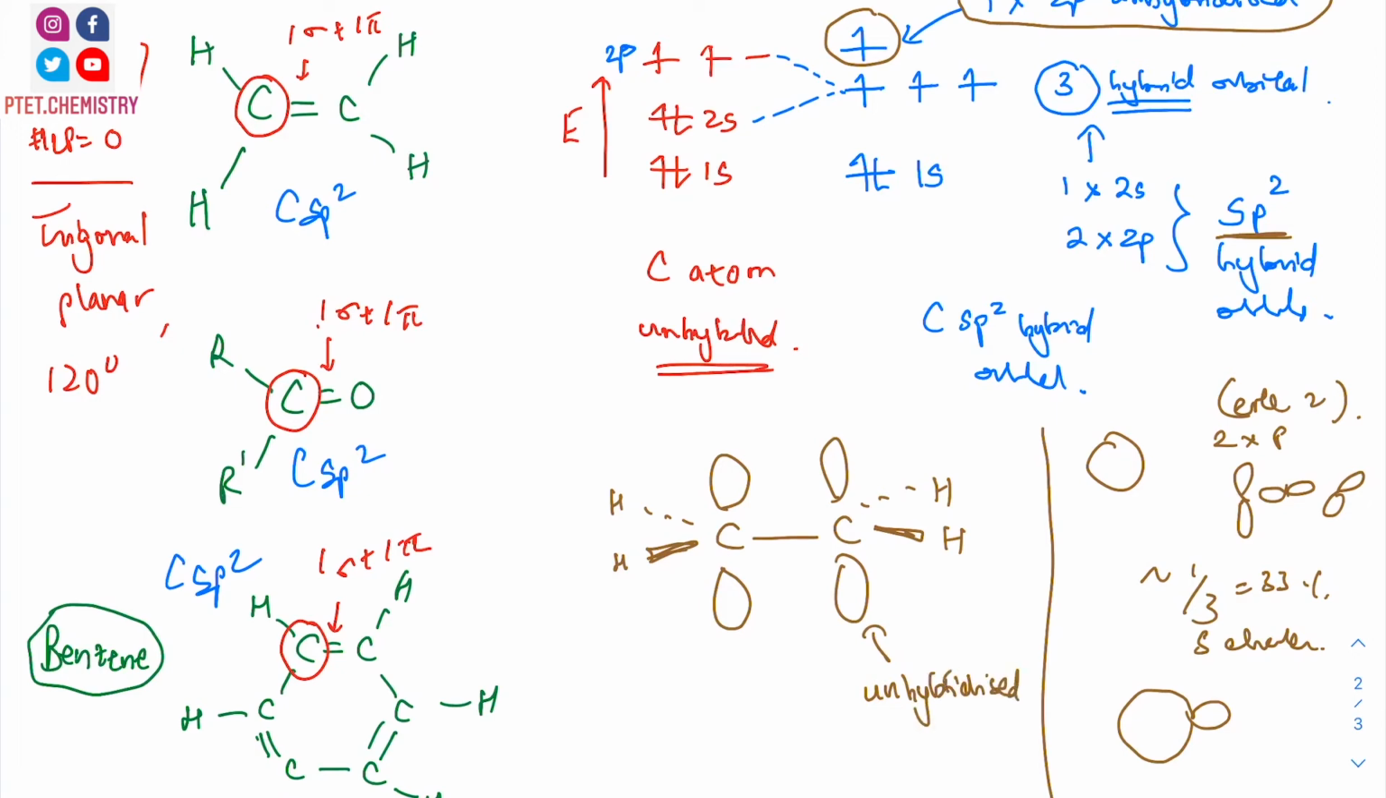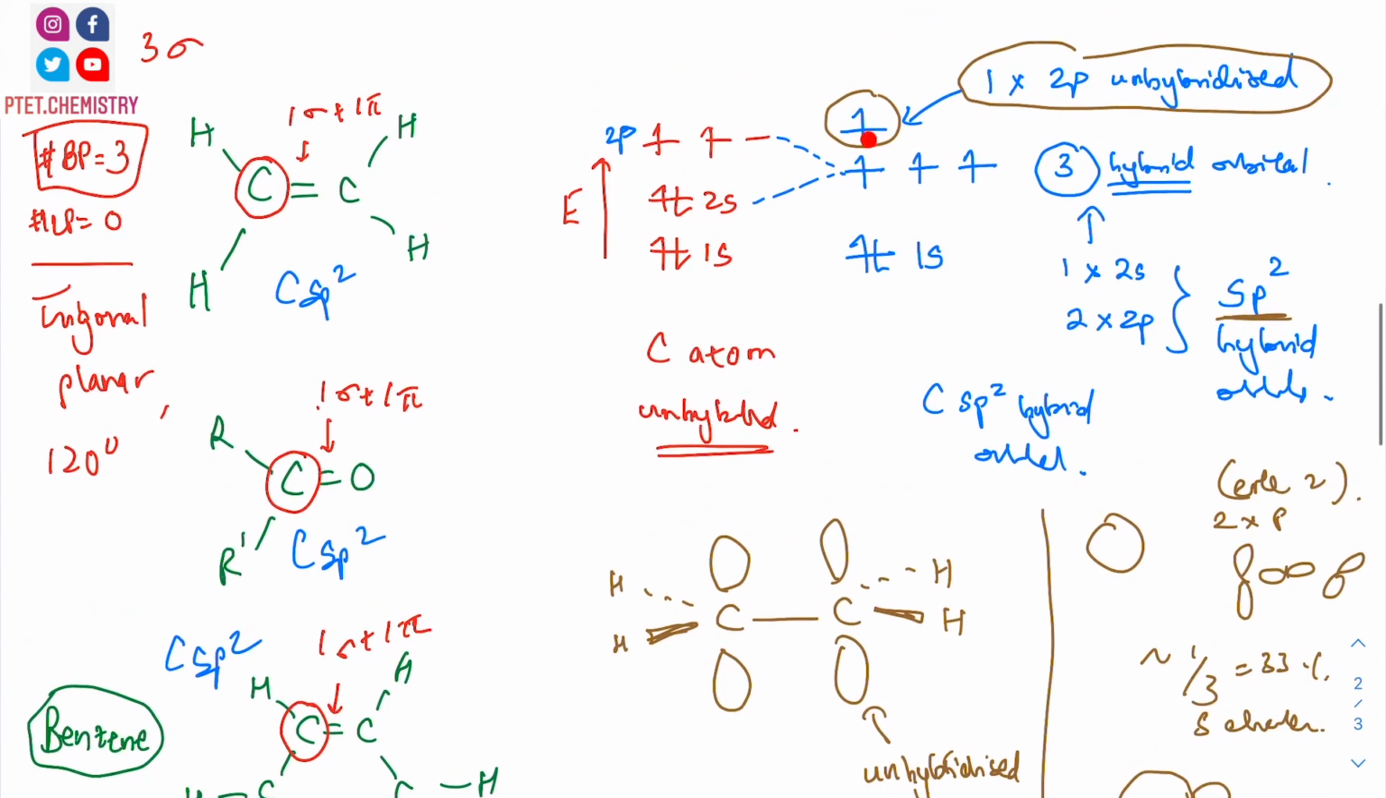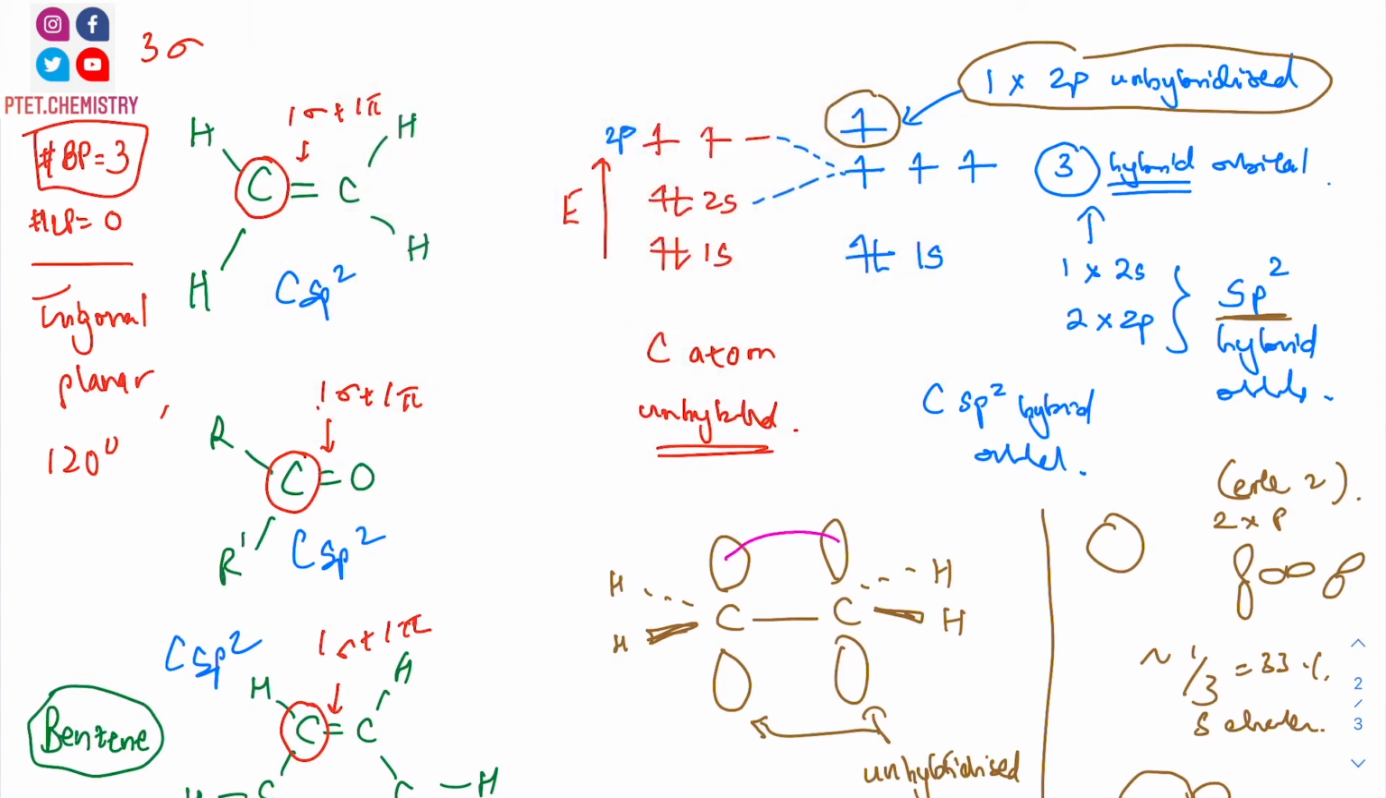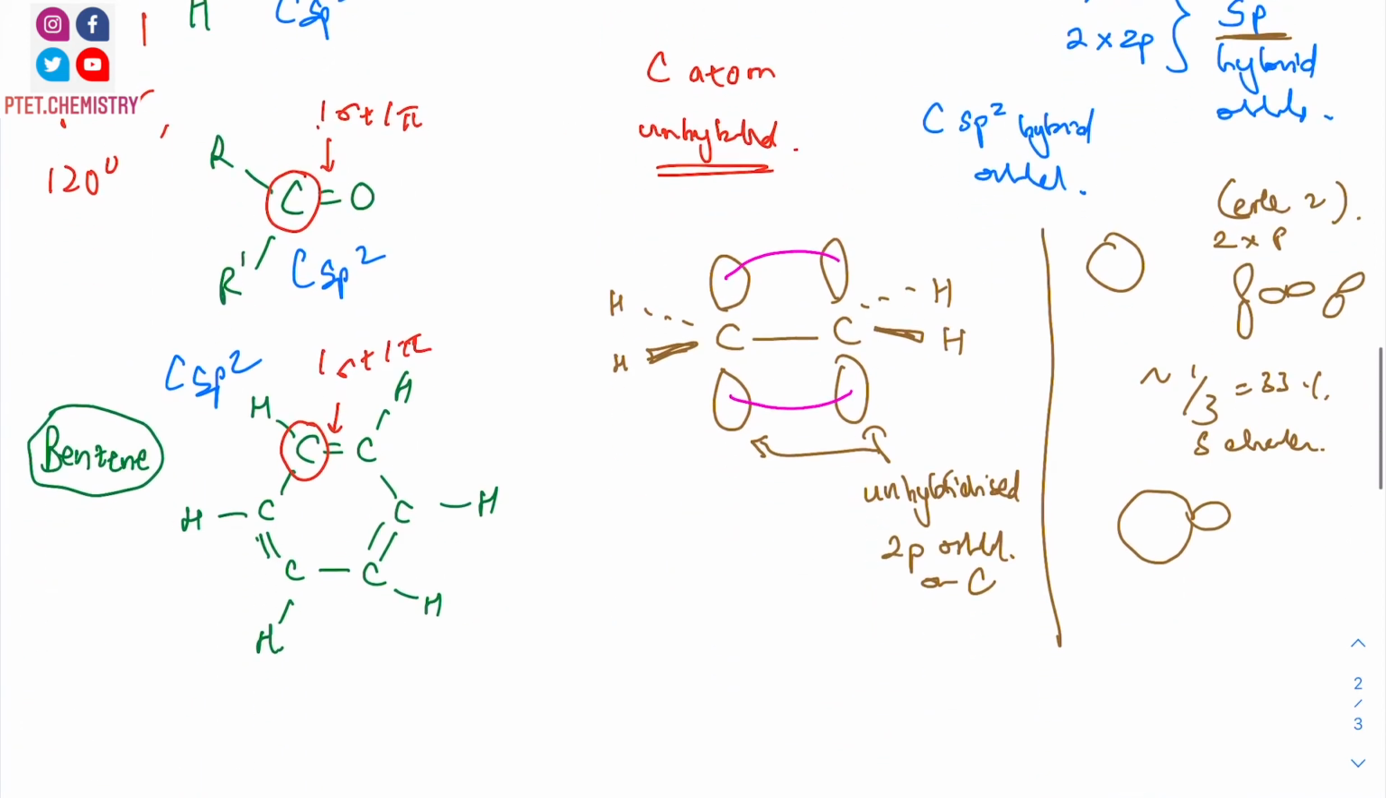Unhybridized meaning not hybridized. Okay. This is the unhybridized 2p orbital on carbon. What do I have? I have 1 electron on the unhybridized carbon. I don't only have that on that side, I also have it on here. What can I form? Oh, guess what? They can overlap sideways, right? So that thing overlaps sideways.